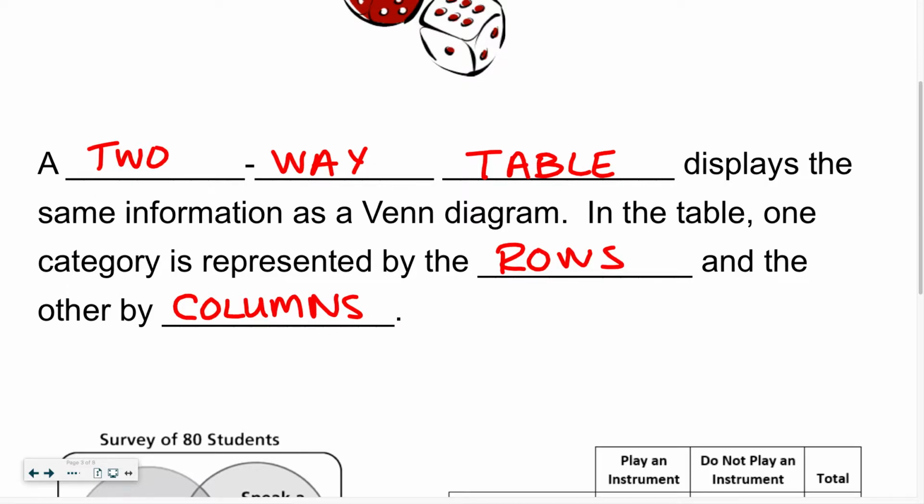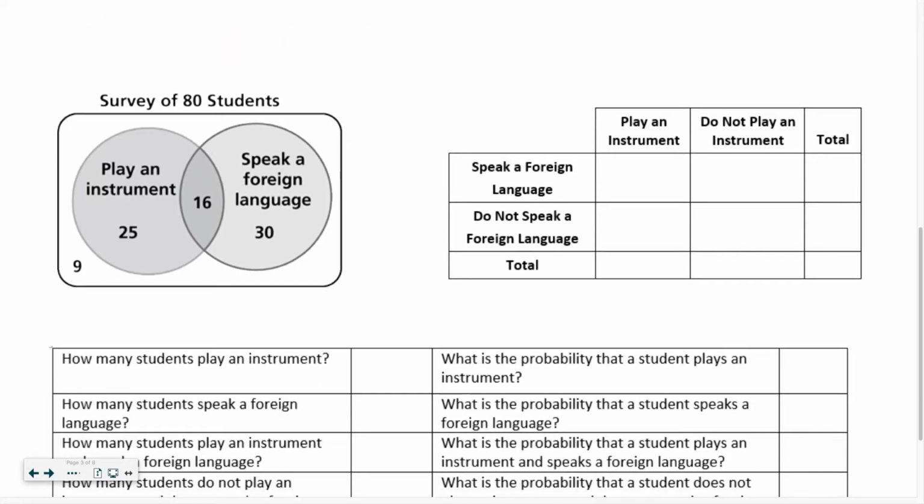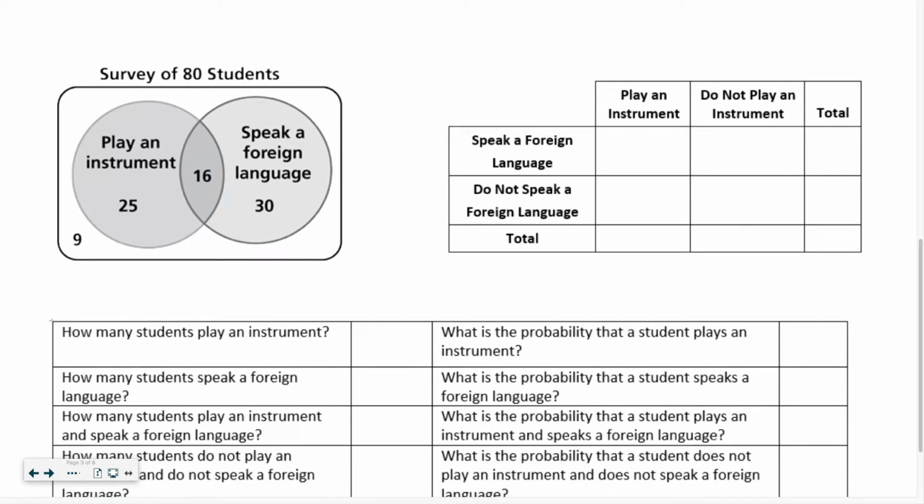Okay. Down at the bottom, or at the top of this page, sorry for you guys, we have a Venn diagram regarding a survey of 80 students and whether they play an instrument or speak a foreign language, and you can see some overlap. And then the whole sample space is the rectangle.